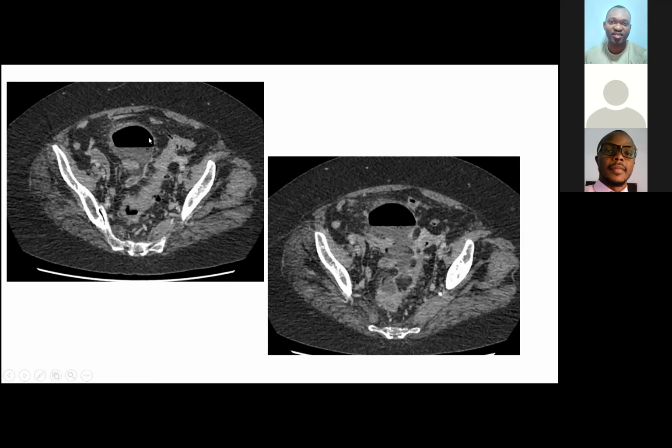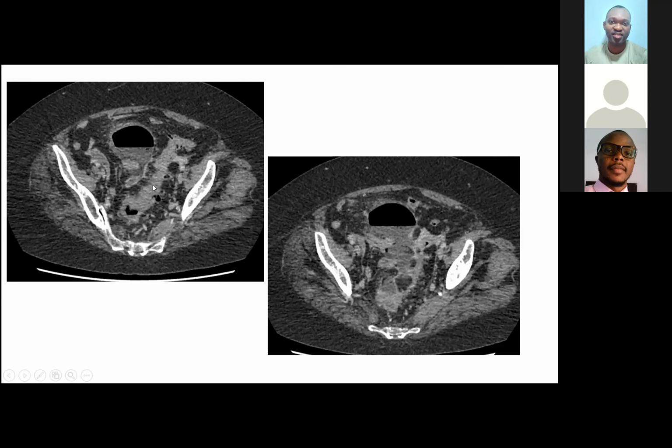And this here is a gas-containing fluid collection. Obviously, in the pelvis, you need to make sure it's not the bladder, especially if the patient has got a bladder catheter, because you can get gas in the bladder lumen if you've been catheterized. But this was above the bladder, and you're absolutely right. There's stranding. This is diverticulitis, and there's this big collection here in the pelvis.